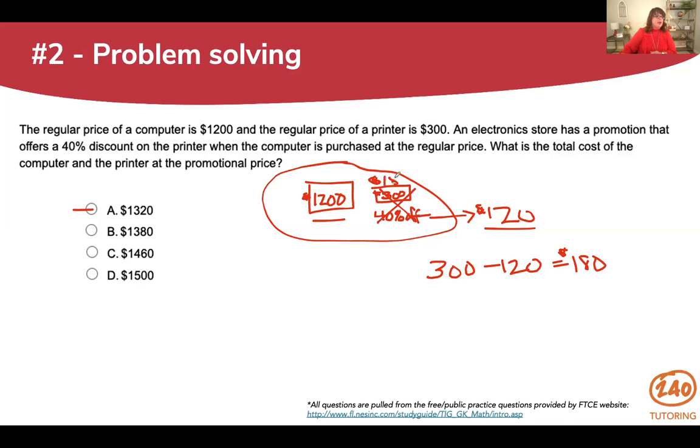So printer with that discount now is $180, and I can add that to the $1,200 if you're not good at that mental math, and you quickly get the correct answer of B, $1,380. So this is one of those problems where the calculator comes in super handy. Now on the real test, you'll have an on-screen calculator. So be sure you've practiced with that and make sure you're good with a calculator.